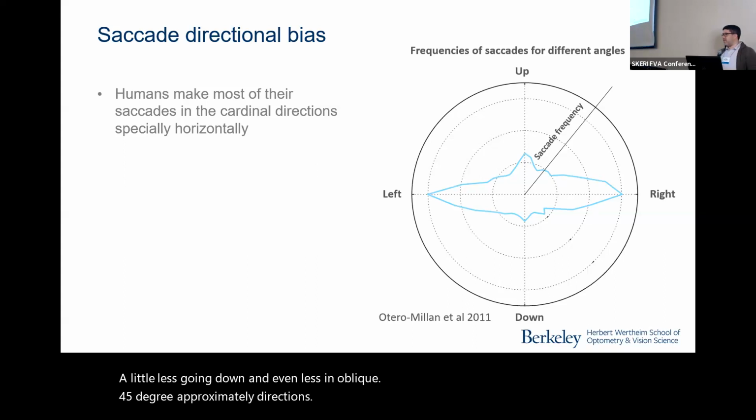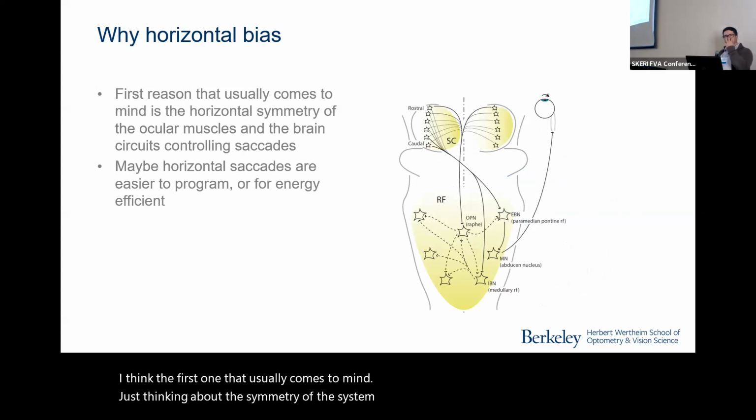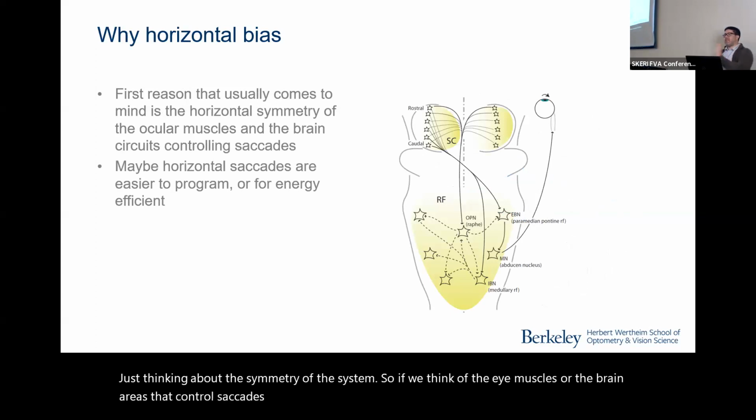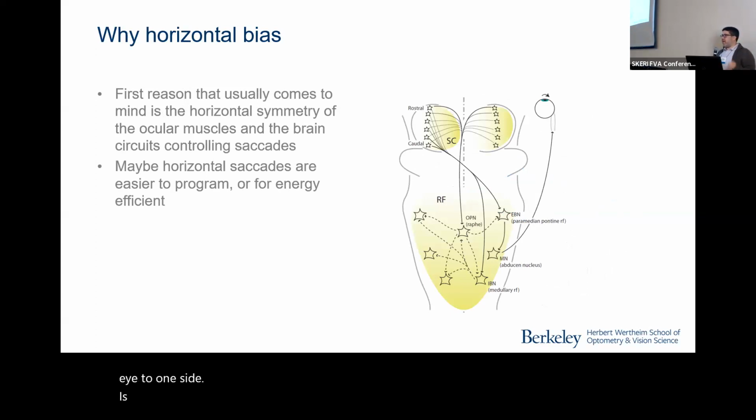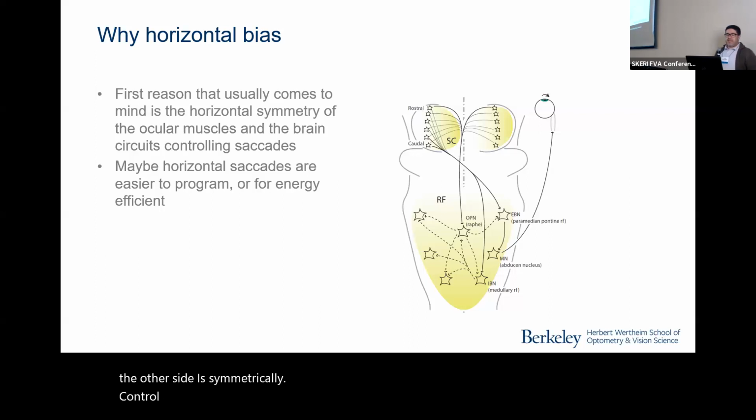So this is a very robust effect. It's seen in humans in multiple tasks, and I wonder why. So if we start thinking of possible hypotheses, I think the first one that usually comes to mind is just thinking about the symmetry of the system. So if we think of the eye muscles or the brain areas that control saccades, they have this horizontal symmetry in general, where pulling one eye to one side is controlled by one side of the brain and one muscle on one side, and pulling the eye towards the other side is symmetrically controlled in the other side.